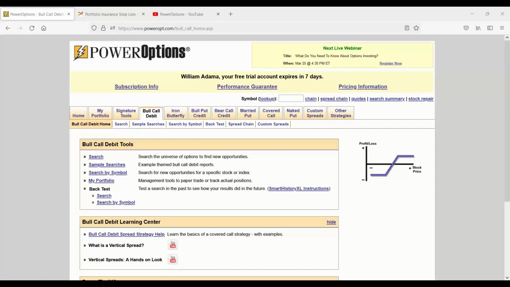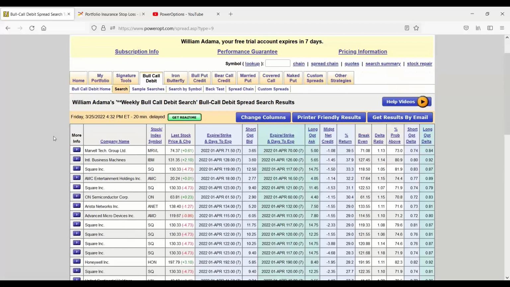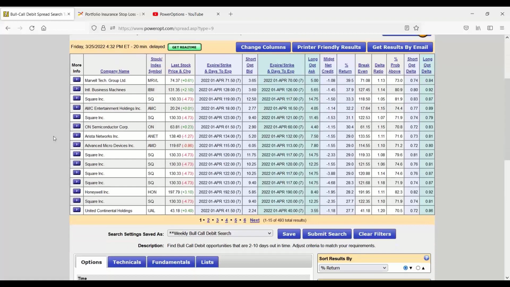But let's take a look at the search and some examples here. We're going to go right into the search tool for Bull Call Debits. Anytime I click on a search tool, it pulls up a list of potential trades. These match the default criteria that you can use as a stepping stone to create your own personal search, or of course get various trade ideas and further research and analyze the positions that appear.